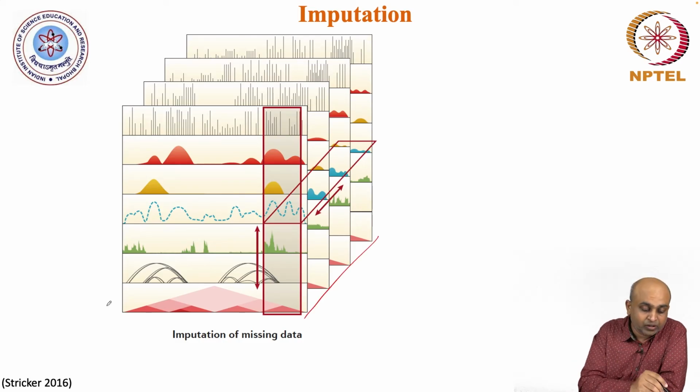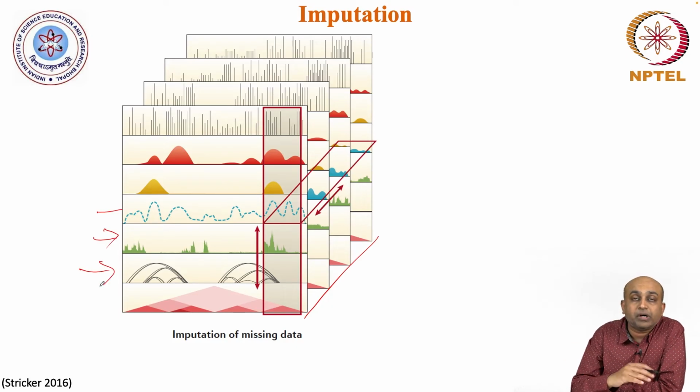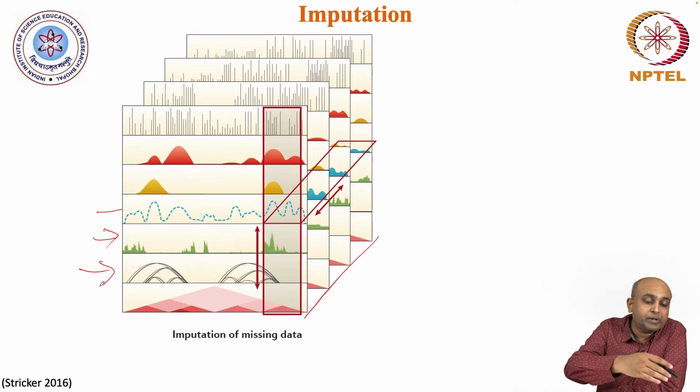You could have gene expression, you could have ChIP-seq, you could have chromatin interaction profiles, that is, how different parts of the chromosome are interacting. So you can have many such assays. You could also have gene expression, you could have SNPs.